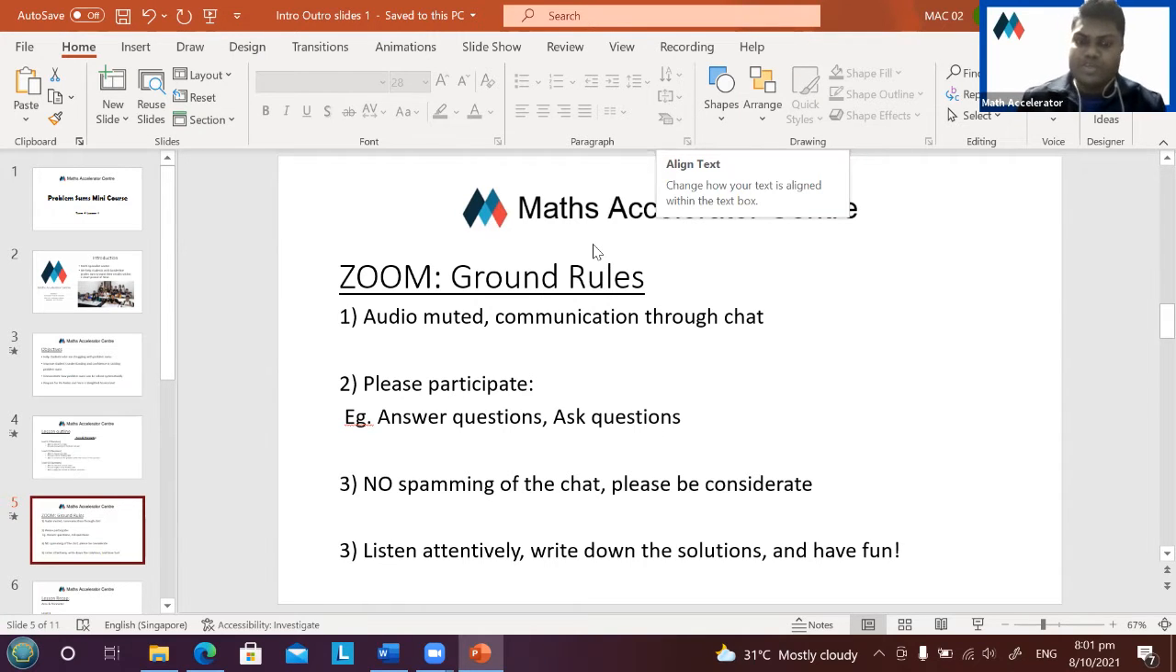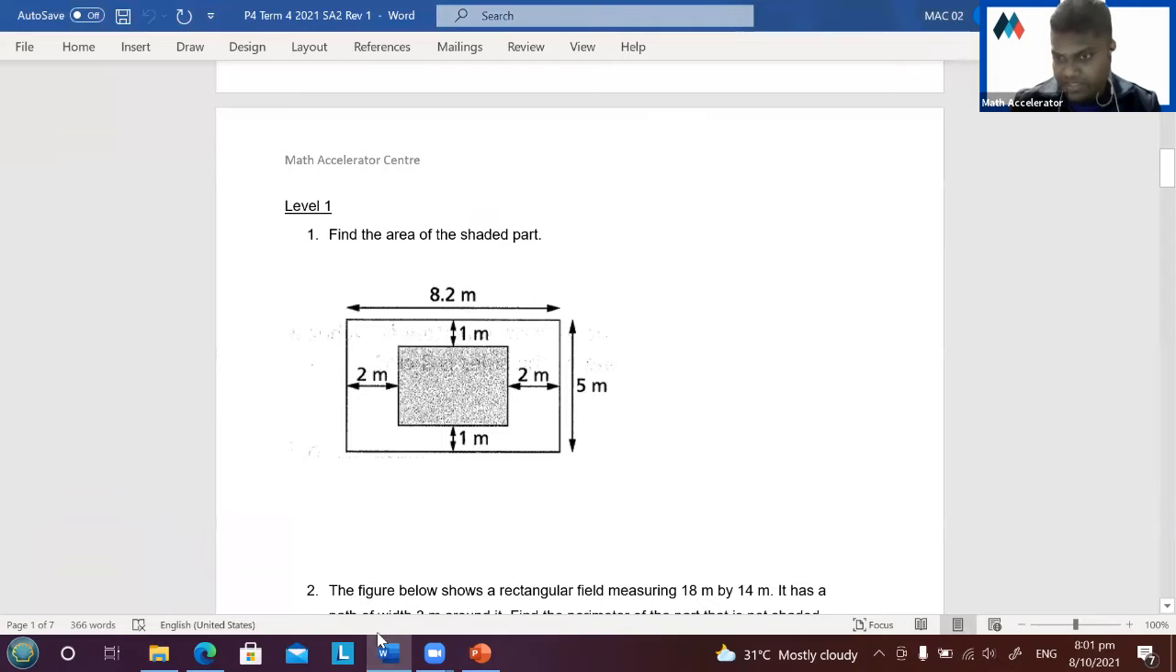Do you all have your worksheets with you? I know one of you has not printed out yet. If you have not printed out your worksheet yet, it's fine, you can print it out later. For now, just refer to the screen, write down the solutions, and participate.